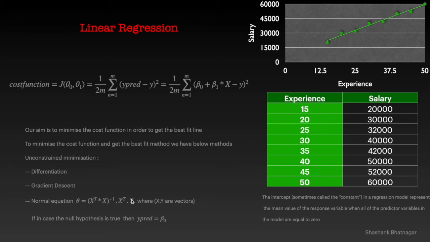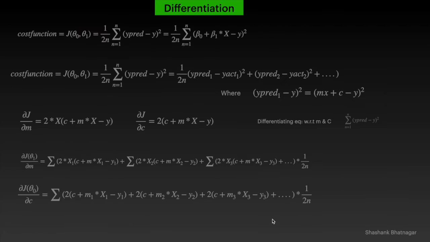Basically, the intercept is also sometimes called the constant in a regression model. It represents the mean value of the response variable when all of the predictor variables in the model are equal to 0. Now let us look into the differentiation method, which will be used to minimize the cost function in order to get the best fit line.